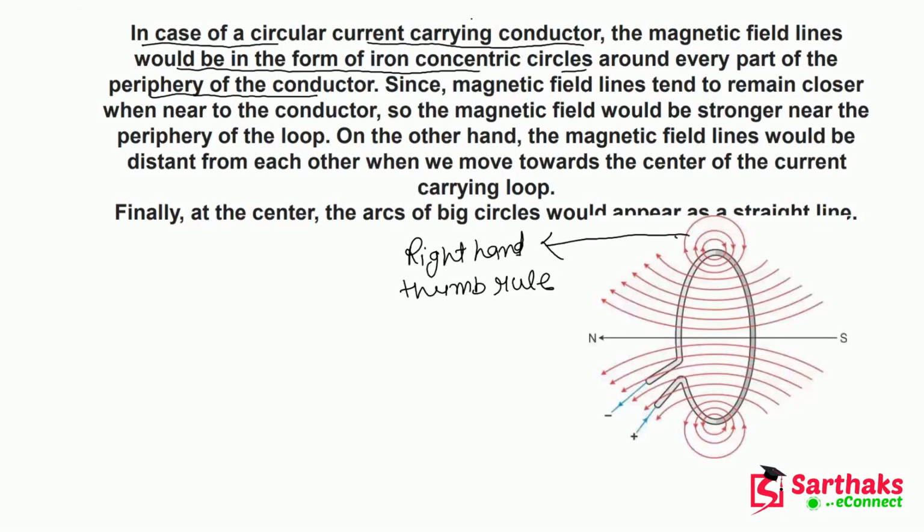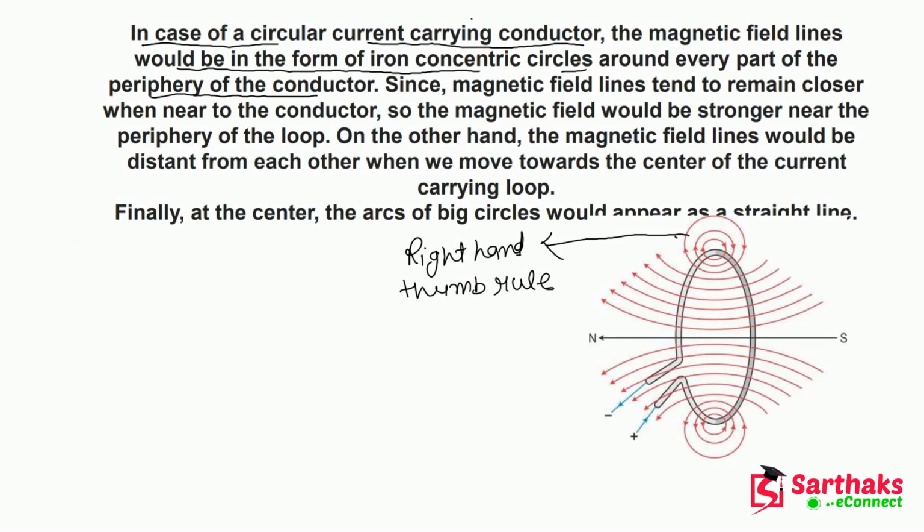The magnetic field will be stronger near the periphery of the loop. Why? Because you can see that here the closeness of the magnetic field lines is higher, but as they go far away, the distance is increasing. So that's why the magnetic field will decrease. On the other hand, the magnetic field lines will be distant from each other when we move towards the center of the current carrying loop.